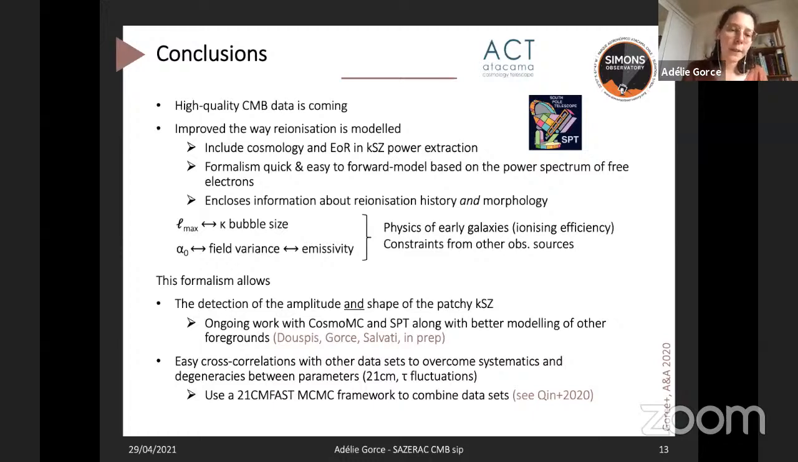First, use it to try to detect the amplitude and shape of the KSZ in data. We're currently implementing all this formalism within CosmoMC to use on SPT data, and also doing forecasts to see what we could get with future experiments. We're also trying to include this in 21 centimeter data analysis frameworks, for example 21CMMC, which is an MCMC sampler of 21 centimeter fast simulations.